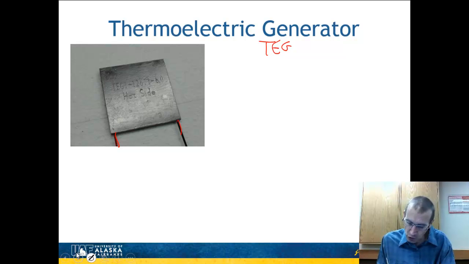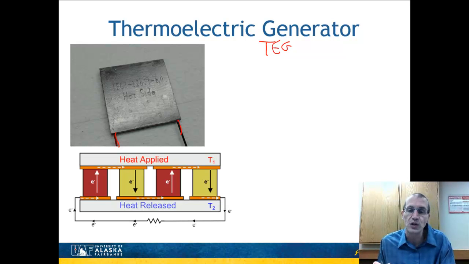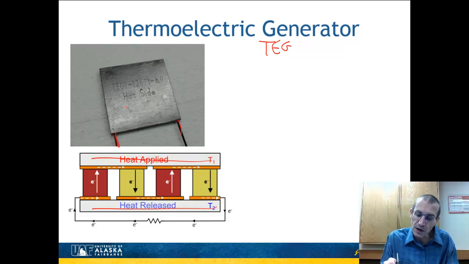If we look a little closer at what is inside this, this is a cross-section of this TEG. What you'll see is that these are the two metal plates. One of these is the top plate you see here in the picture. And then in between them are little pieces of semiconductor.